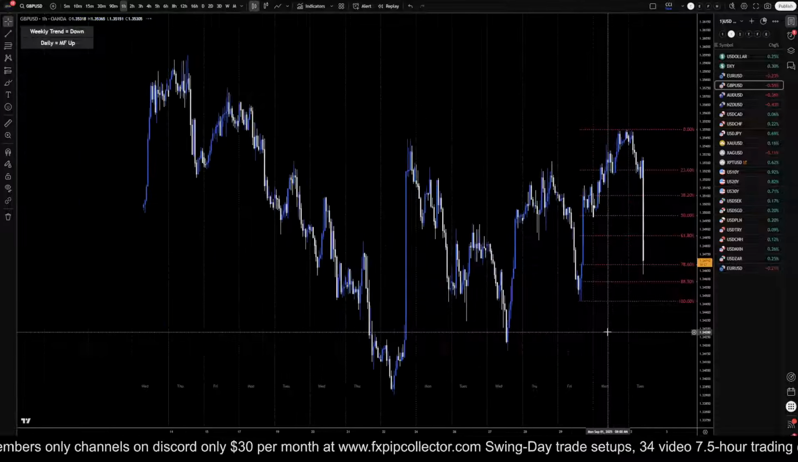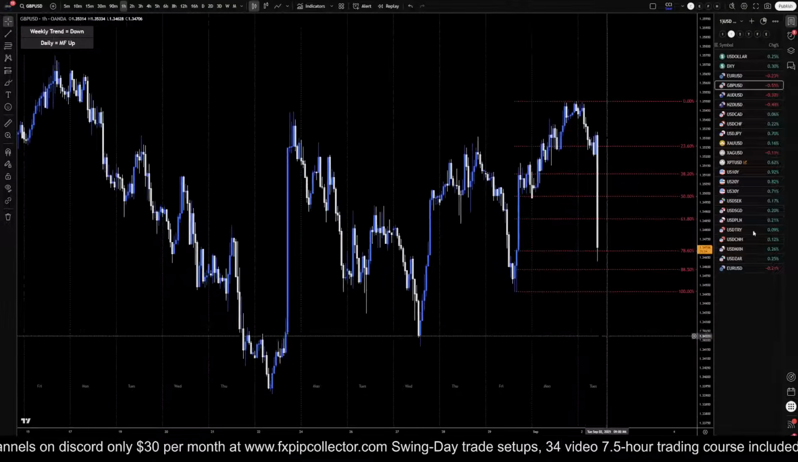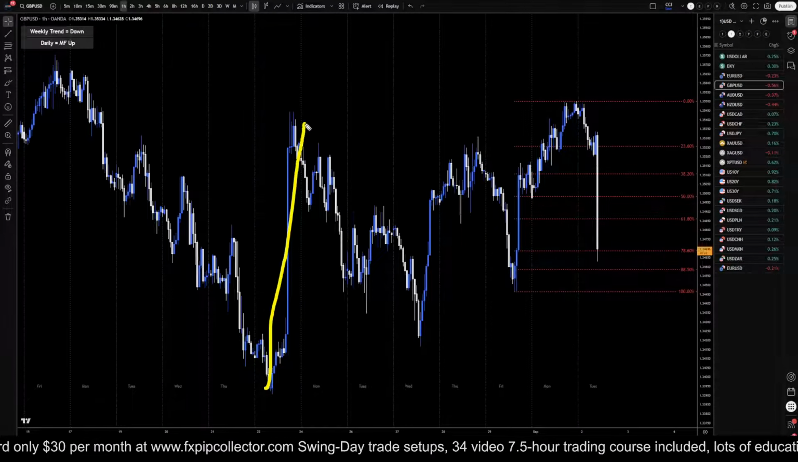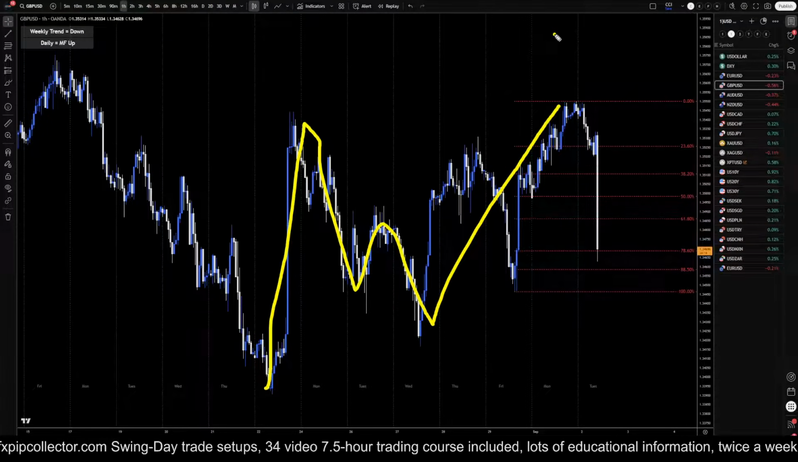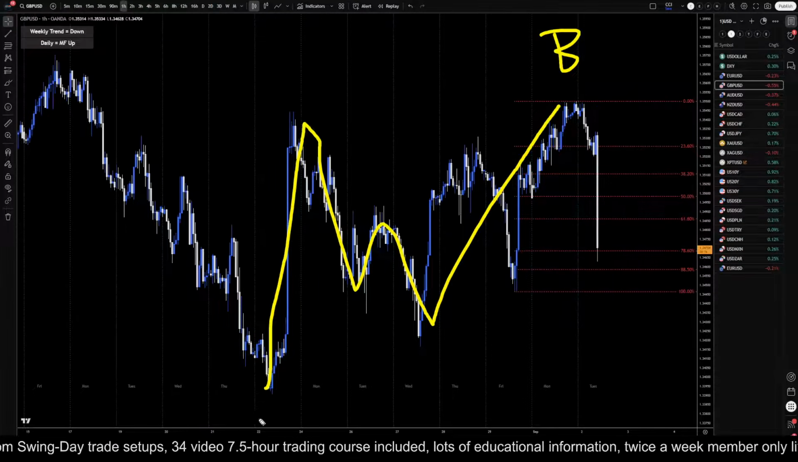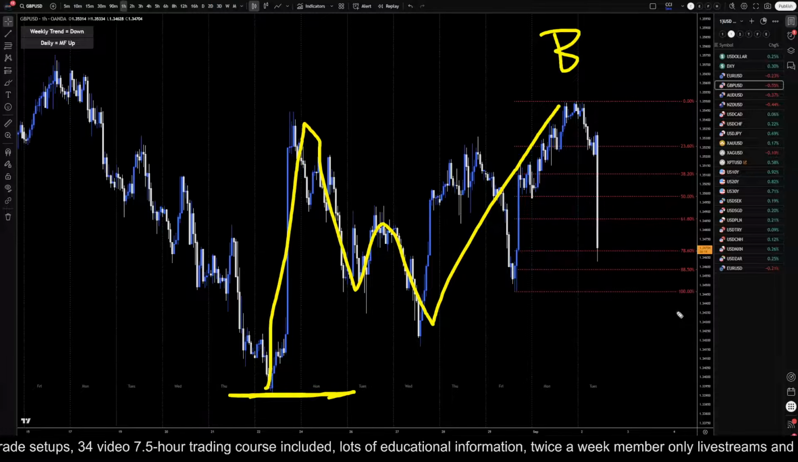So going down to the 1 hour time frame, definitely a very significant turn. Definitely looks to me like one up, three down, one up. It's almost like a WXY type pattern, probably for a wave B. That means it probably is going to go down and take out these previous lows.